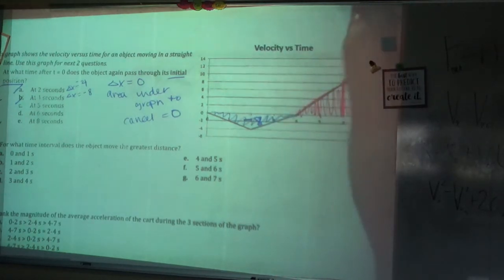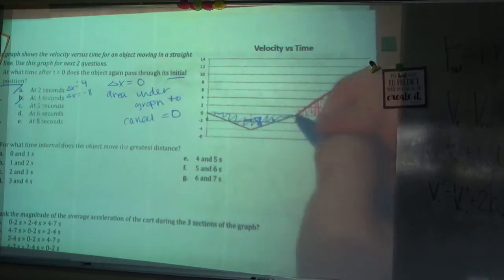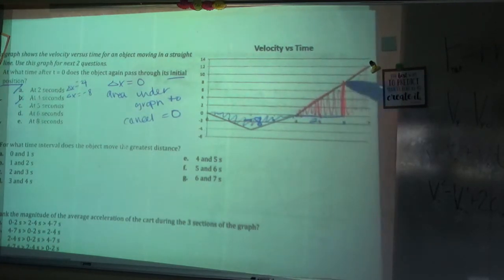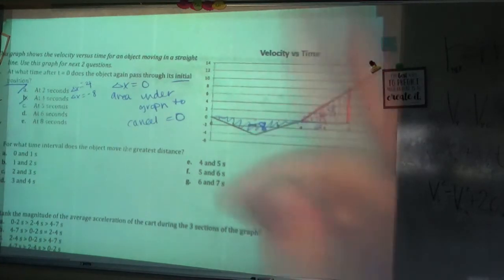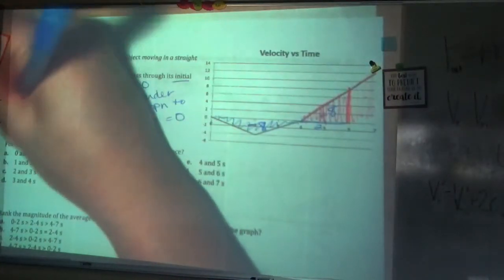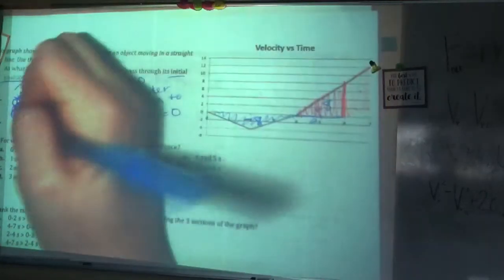So let's try 6, and then my base would be 2. My height would be 8 divided by 2. I would get positive 8. Negative 8, positive 8 cancel out, so displacement would be 0 at 6 seconds. 5 is not enough. 8 would be too far forward.